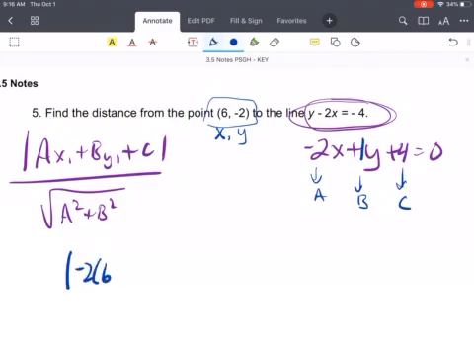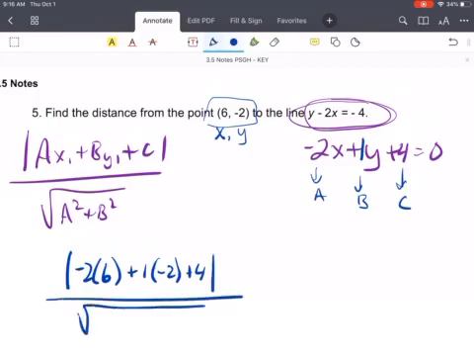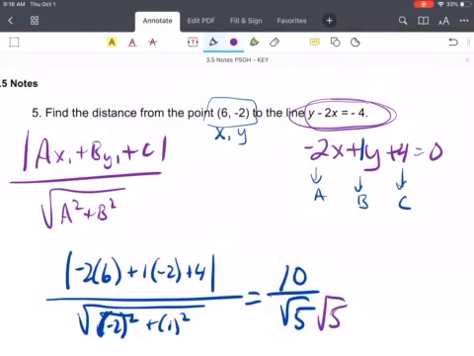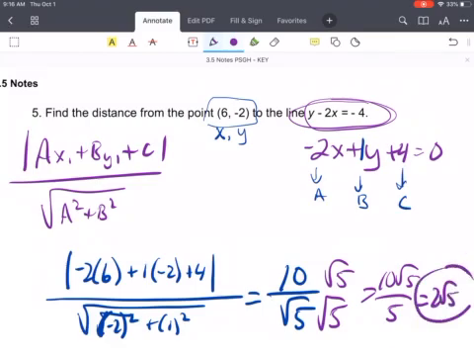So just plug those numbers in now. And you're going to get 10 over the square root of 5. And then we are going to multiply the top and the bottom by the square root of 5. And we're going to get 10 root 5 over 5, which simplifies to 2 root 5.